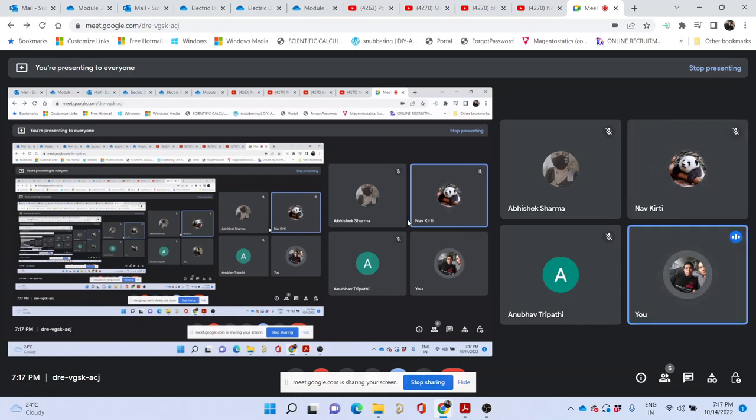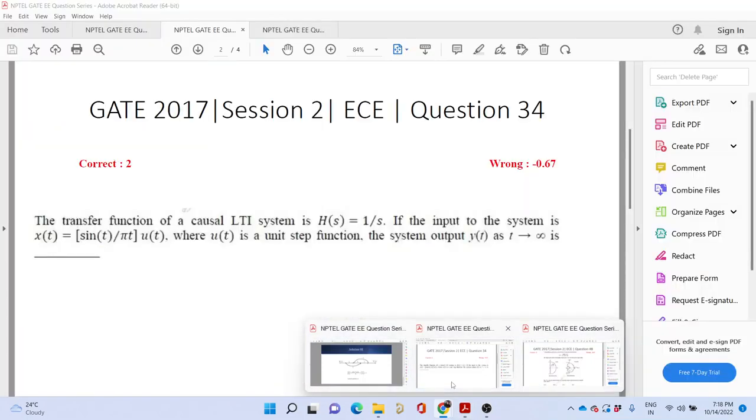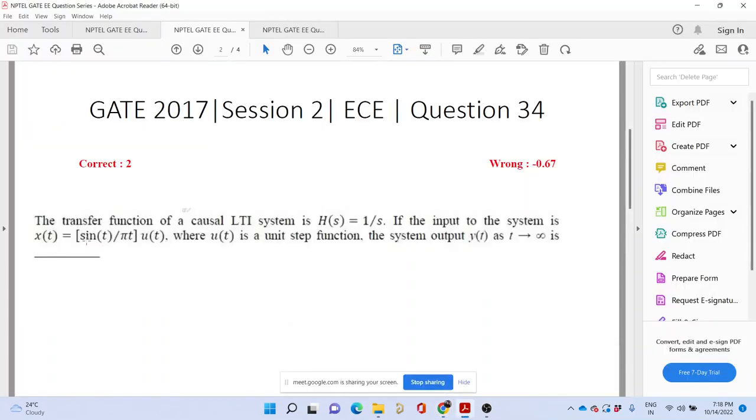So now you know there is sin t divided by pi t. Tell me how do you do it? How to find the Laplace transform of such a function? How would you go ahead with the sum? Sin t divided by pi t. How would you find the Laplace transform of this part? I mean, how do you find the Laplace transform of x(t)?